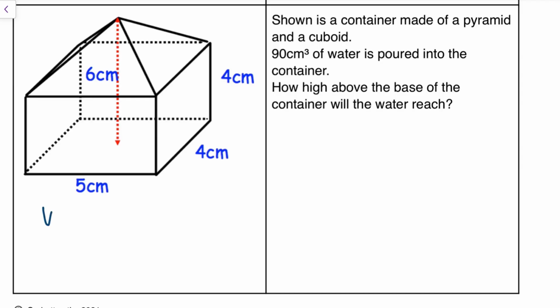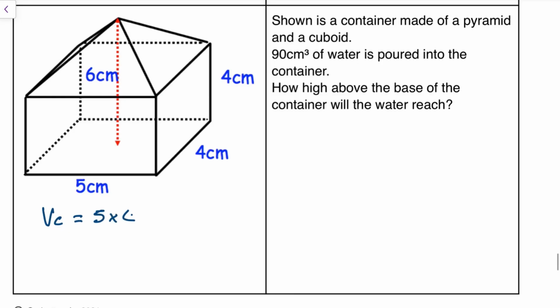So the first thing I'm going to do is work out the volume of the cuboid, in other words, this bit here, and that's just 5 times 4 times 4. 5 times 4 is 20, times 4 is 80, so that's 80 centimeters cubed. The reason I need that is because I've got 90 centimeters cubed of water, so that means I've got 10 centimeters cubed of water in the pyramid bit.